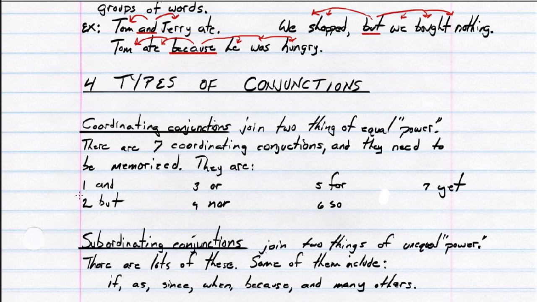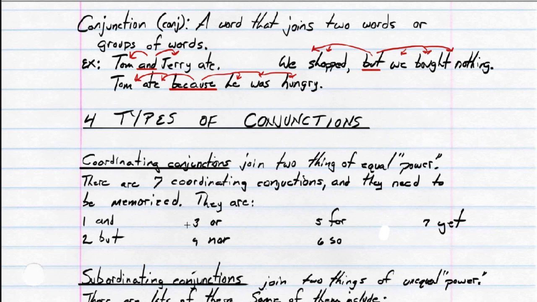If you would, please put your pencils down and take a look up here at the screen. We have coordinating and subordinating conjunctions. Two of these sentences are coordinating conjunctions. One of them is subordinating. So when I talk about equal power, let's take a look at this first example.